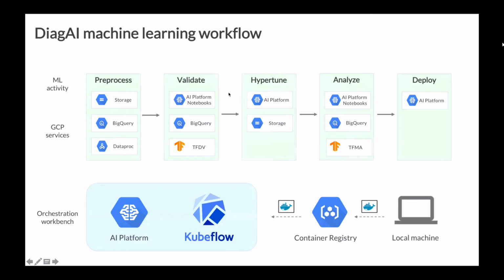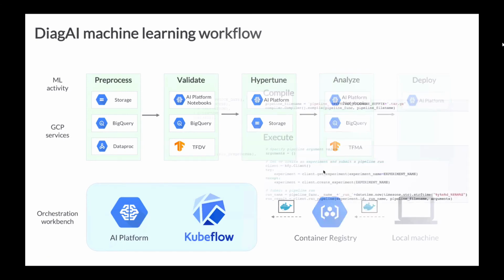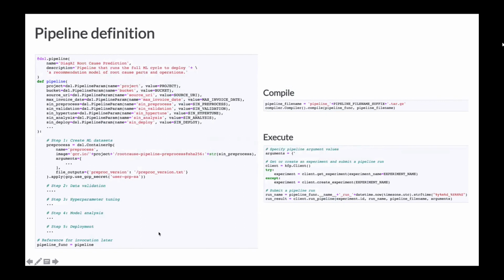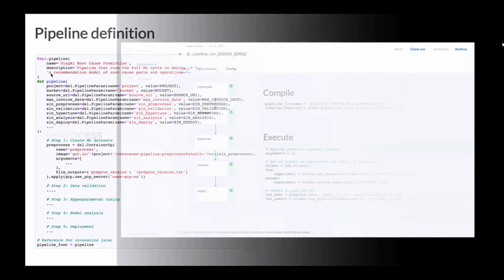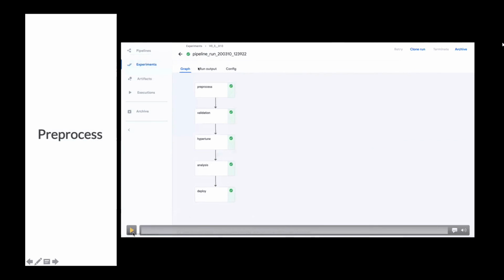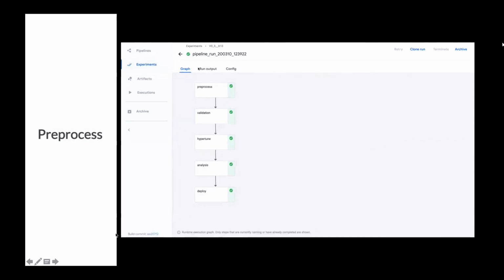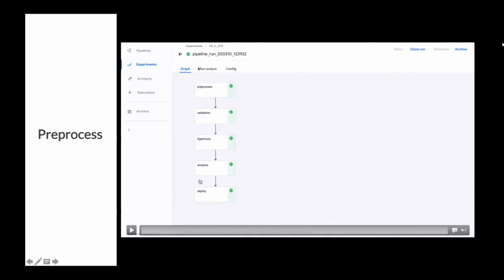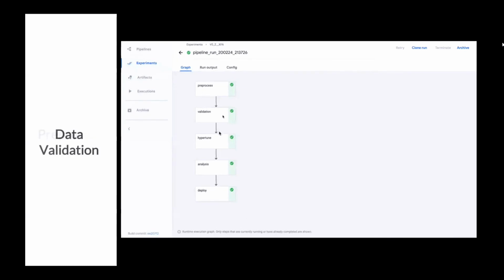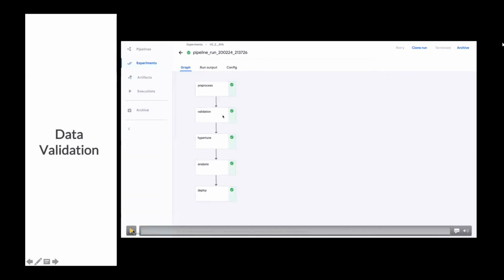I will go quickly. This is the machine learning pipeline, and I will fast forward to some demo. This is how you will be able to build a pipeline using Kubeflow Pipelines. It has its own DSL, its own language. This is the Python API. And we have the pre-processing activity where we run a Spark job on Dataproc. This is a full pipeline run that was executed. I will fast forward to the validation to showcase the TFX functionalities.